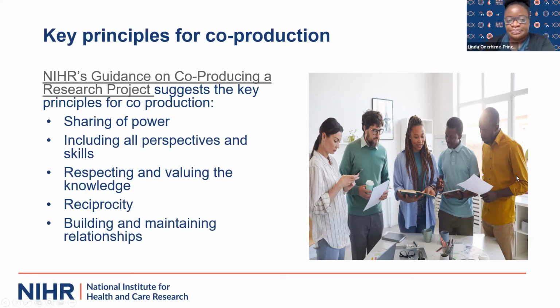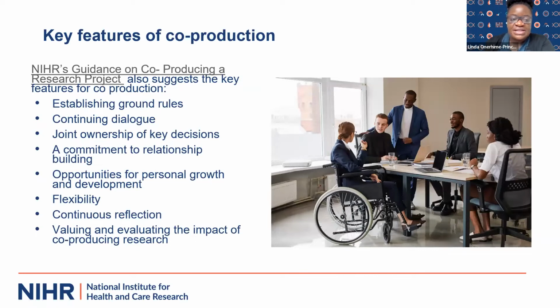Next slide, please. I will now discuss the key features of co-production. Again, this can also be seen in the document, the NIHR's guidance on co-producing a research project. The first key feature is establishing ground rules. I think that's very important. Create a space that's respectful and where people can be treated with respect. So you establish your ground rules in the beginning. Maybe you may want to discuss things like confidentiality, not talking over people, respecting people's opinions, even though they may differ from yours or the researcher's. So making sure that you establish the ground rules from the beginning.